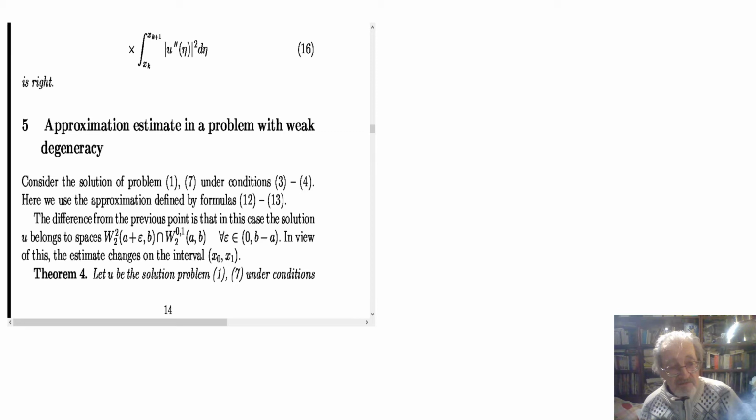Point 5. Approximation estimate in a problem with weak degeneracy. We have here theorem 4. The fifth subsection is devoted to approximation estimates in the case of a problem with weak degeneracy. Everybody can see it here.